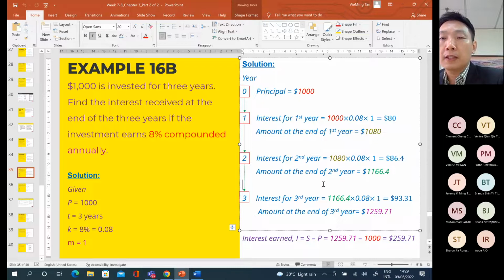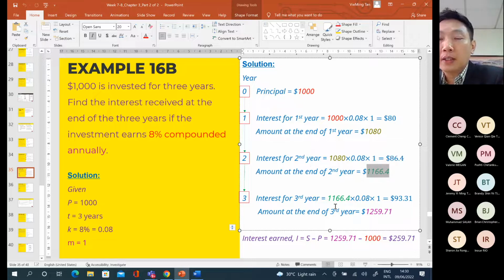Once we know the interest earned in year 2, we can calculate the accumulated amount at the end of year 2. At the end of year 2, the accumulated amount will be 1,080 plus the interest earned in year 2, so it is equal to 1166.4. This 1166.4 is the principal plus the interest earned in the first 2 years. Now we proceed to year 3.